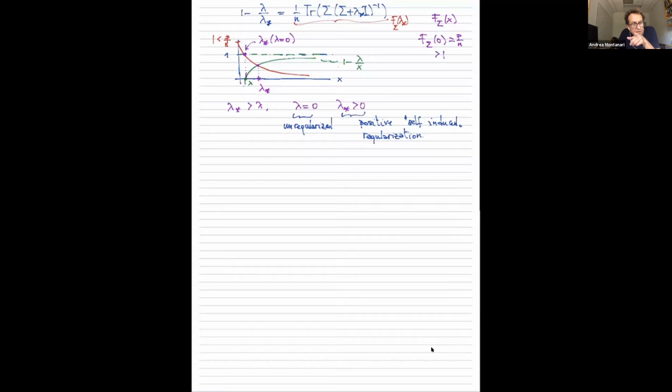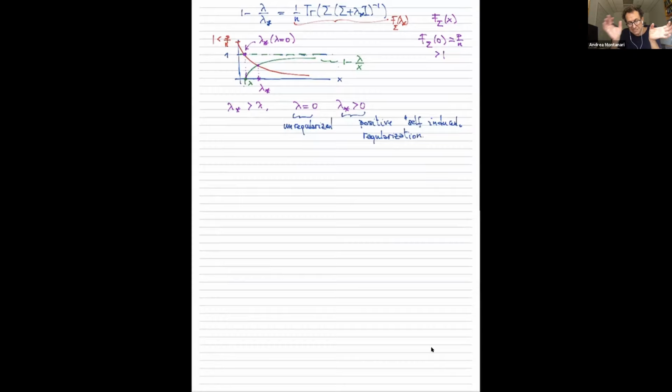I think Isha had a question. Yes, Professor. As you mentioned, the lambda star only has a positive solution when p over n is smaller than one, right? Am I understanding correctly? If p over n is bigger than one, then the left-hand side has to be bigger than one, then lambda star has to be negative. No, wait a minute. I'm trying to find a solution of this equation. This is an equation in a variable lambda star. So it's some function of lambda star equals some other function of lambda star.